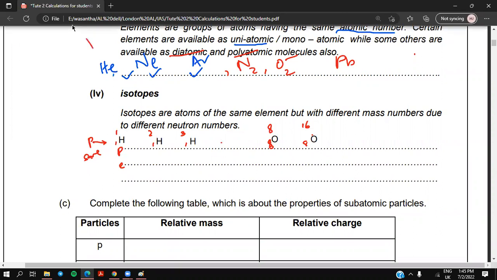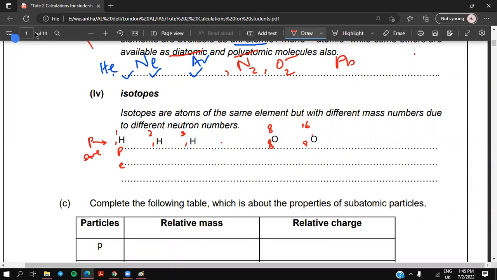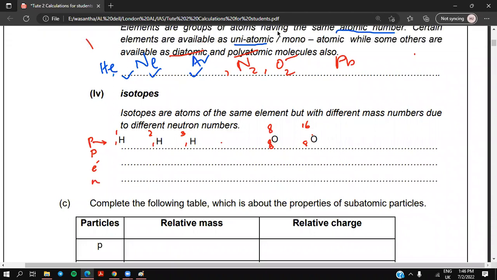Now you try to find out the next part. Let me erase this and redraw proton number, electron number, neutron number. For these hydrogen, there are 3 hydrogen atoms. These hydrogen atoms have a single digit number 1 at the base of all the 3 atoms.